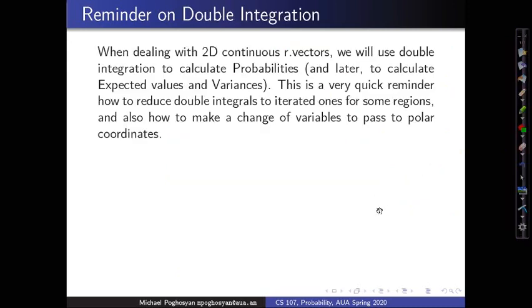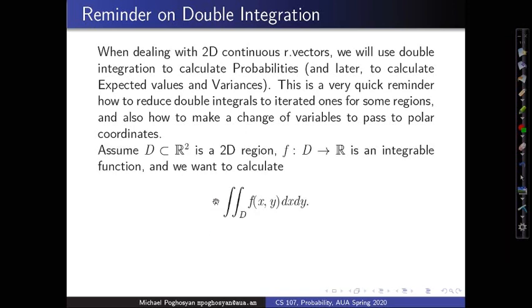Another important thing is being able to calculate double integrals, and this is a quick reminder on how to do double integrals over some simple regions. And also I will give the change of variable to pass to polar coordinates. So assume we have a two-dimensional region D, so D is in R2, and we have an integrable function f defined on that D. And we want to calculate the integral over D of f.